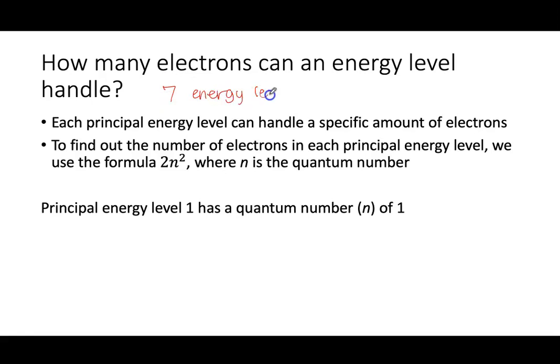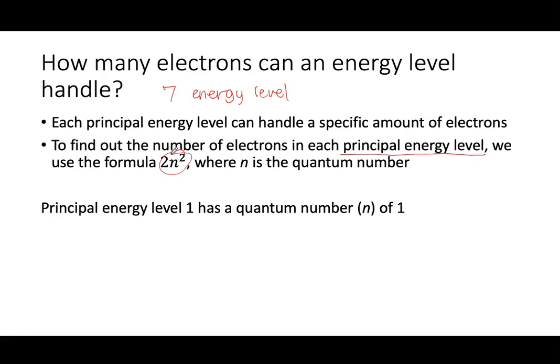Okay, so this energy level, this 7, is what we call the principal energy level. For each energy level, you have a maximum number of electrons that it can handle. So the question is how much? If we're going to look at the n number, we're going to use this formula. This will tell you the maximum number a quantum or principal energy level can handle.